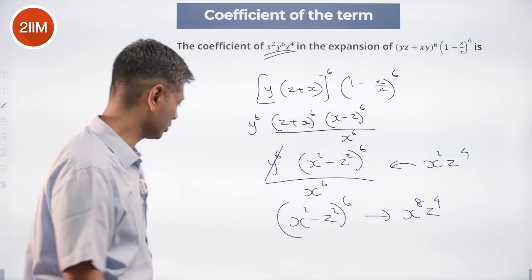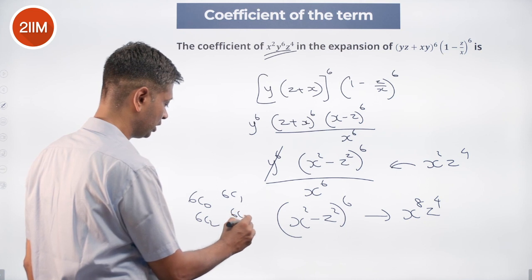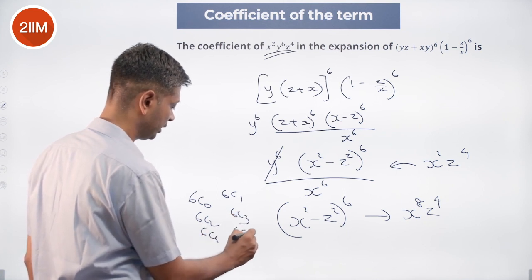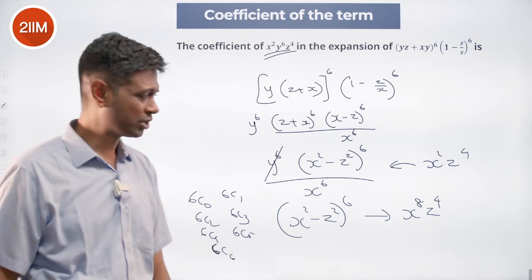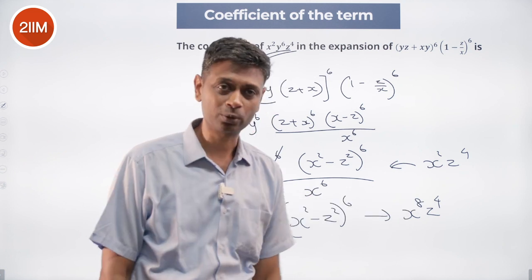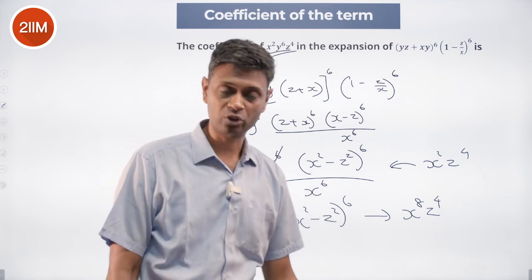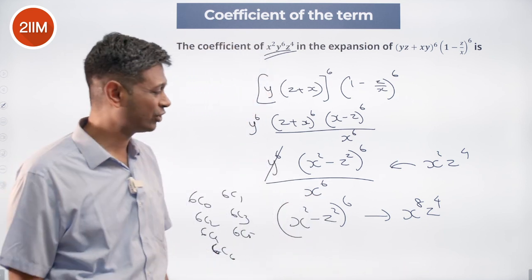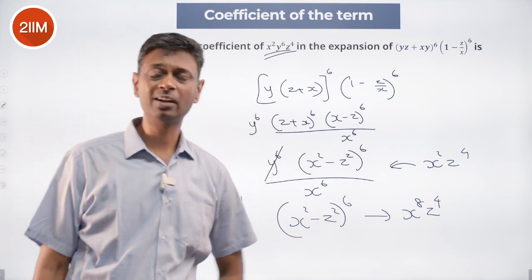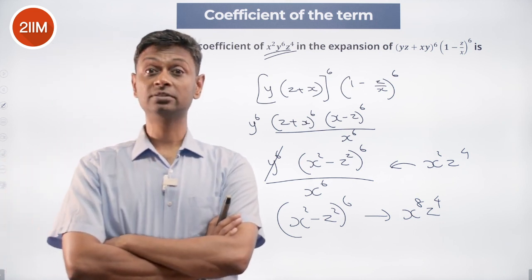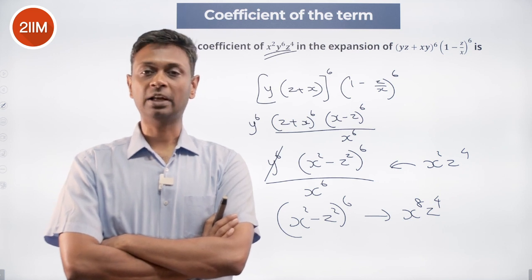To start with, the coefficients are going to be 6c0, 6c1, 6c2, 6c3, 6c4, 6c5, 6c6. Typical binomial expansion. There's an x power 8 and a z power 4. So this x square whole power 4 has to be there. Z square has to be there. Depending on which way you write it, you're either looking at 6c4 or 6c2. And so we have to come back to that binomial formula. Tr plus 1 equals nCr x power n minus r, a power r. That expansion.